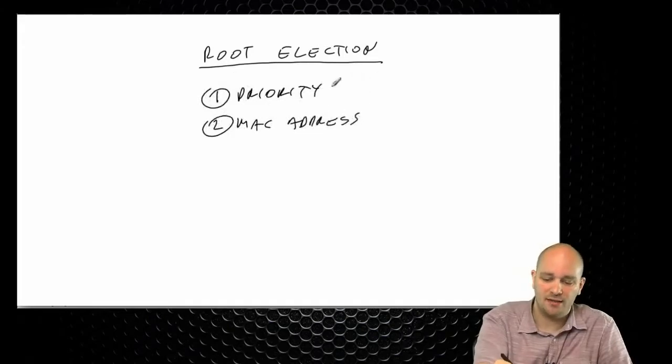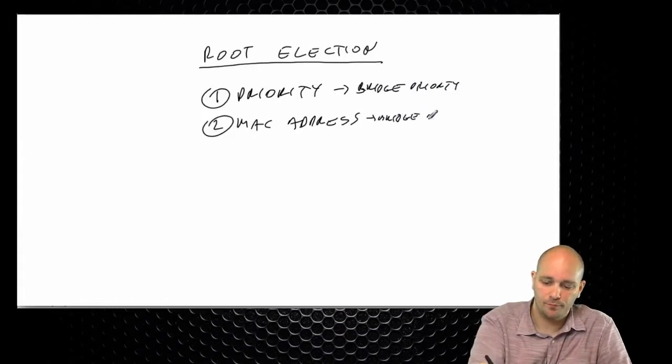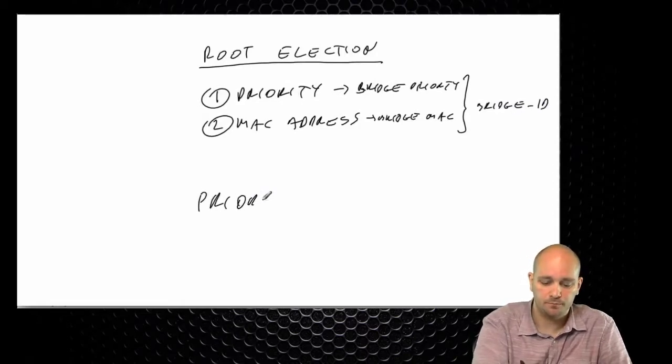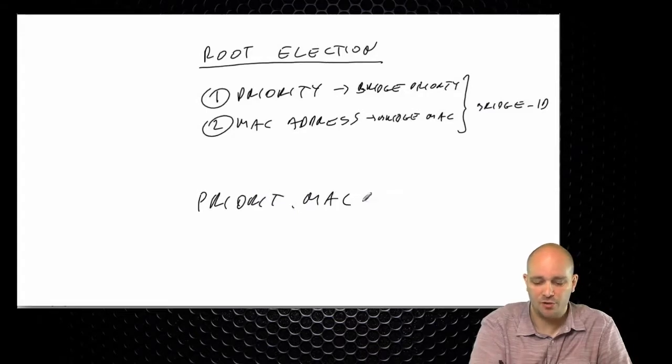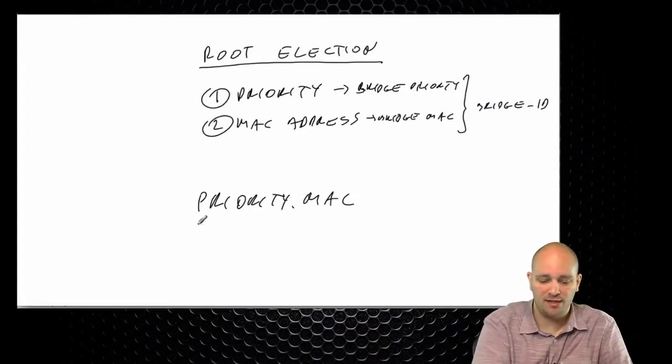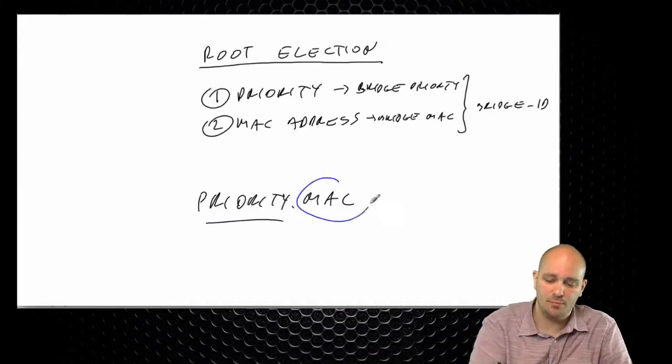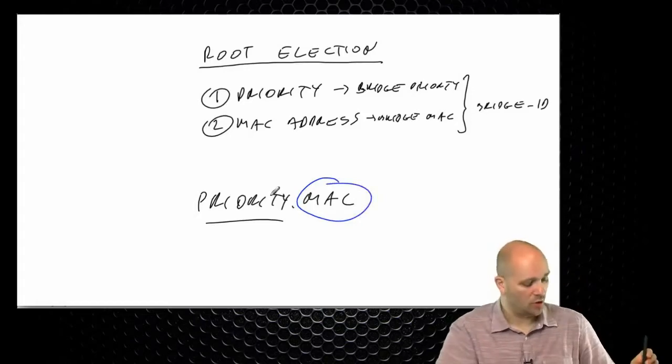Now, I should say that this is actually bridge priority, and that this is a bridge MAC address, which together form something that is called bridge ID. This is a composite value where we have priority followed by the MAC address. So priority will actually take precedence over the MAC address. But when we talk about the MAC address, it's important to know which MAC address we are talking about.